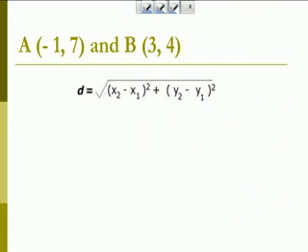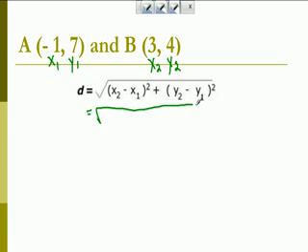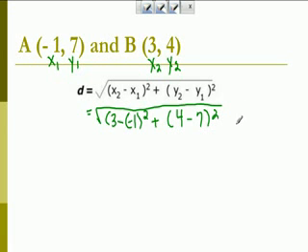Alright, we have -1 and 7 and 3 and 4. So this is our x1, y1, x2, y2. Now all we're going to do is substitute those numbers in for the letters. x2 is 3 minus x1 is negative 1, y2, 4 minus y1, 7 squared.